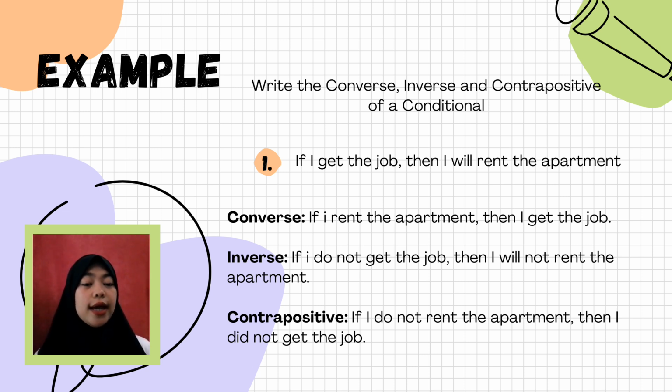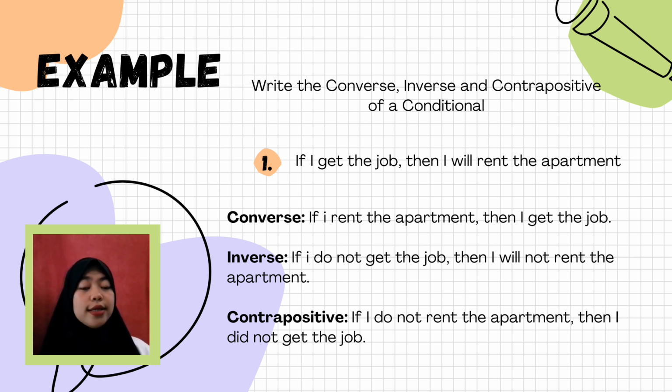Okay, so first is the converse. So from its original statement, if I get the job, then I will rent the apartment, ang converse niya is if I rent the apartment, then I get the job. So di ba nag-interchange lang yung consequent and antecedent natin. Like nag-swap lang sila, i-swap lang yung dalawang statement, and that is the converse.